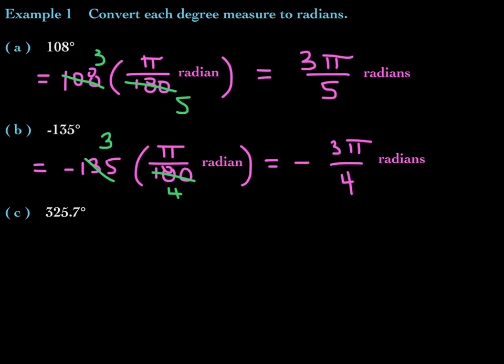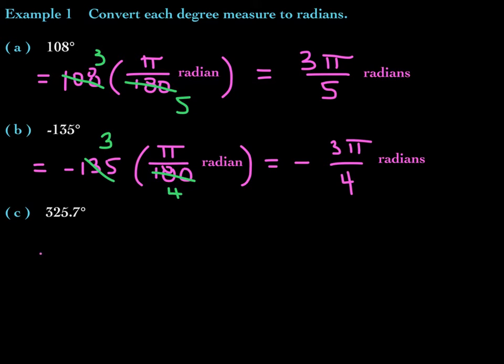All right, the last one that we'll do here is 325.7 degrees. Now, this is decimal degrees, okay? So we're going to get decimal radians. Notice that there are 4 significant digits here, so let's use the same number of significant digits when we round for the number of radians. All right, let's go for it, folks.